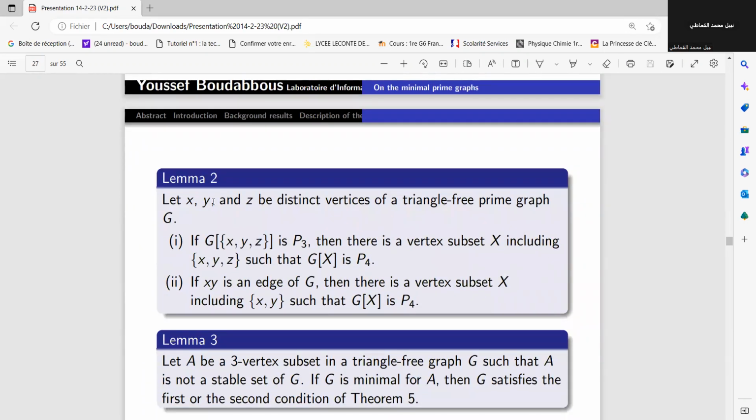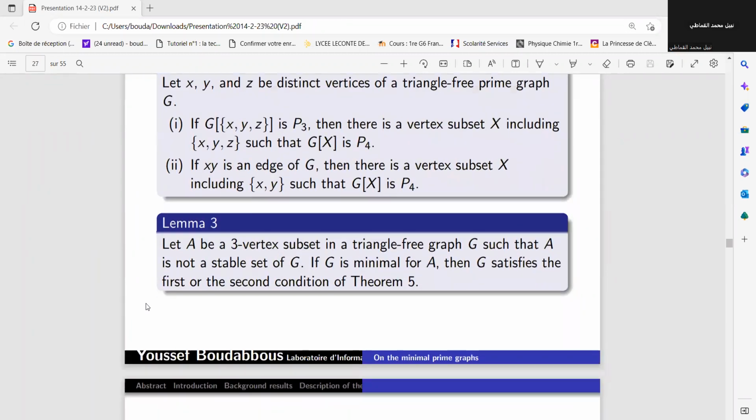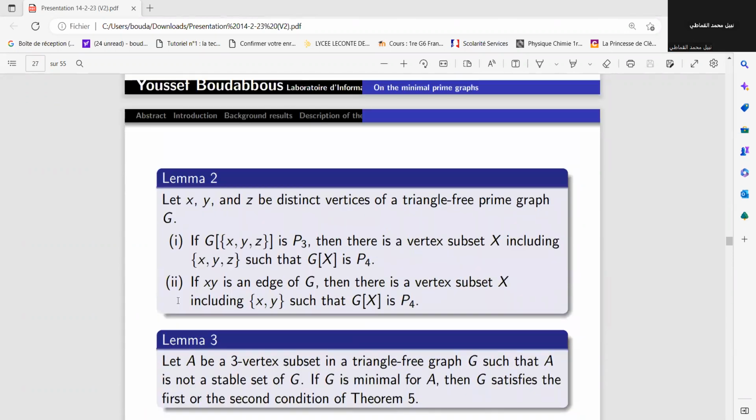For the proof of lemma 2, we consider 3 distinct vertices of a triangle-free graph. Here is the case: if the induced subgraph is P3, we prove that there is a subset X including XYZ such that GX is P4. Thus P4, the solution is P4 here. And if XY is an edge, there is a P4 including XY. Thus, lemma 3 is not difficult after lemma 2.